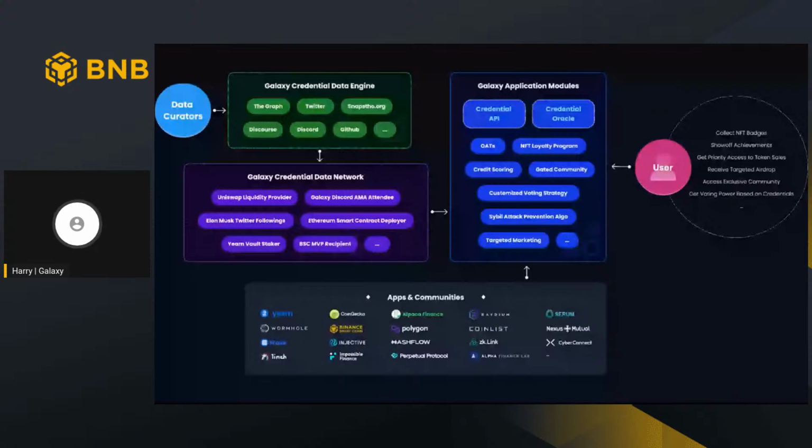And we also have more than 300 protocols using the Galaxy infrastructure right now to use these data. They're using these data to do NFT campaigns and loyalty program campaigns, and they've launched more than 2,000 marketing and loyalty program campaigns already on Galaxy.